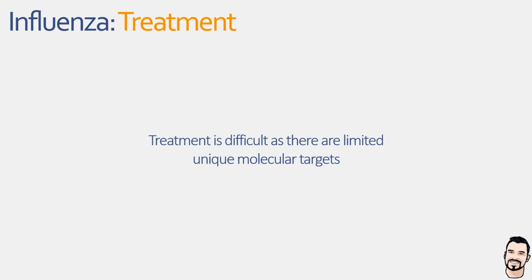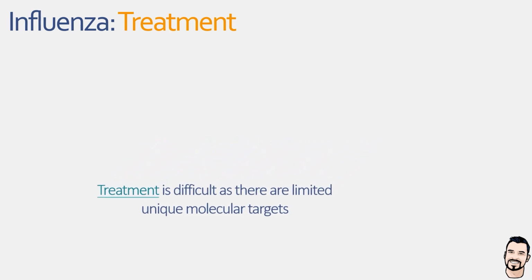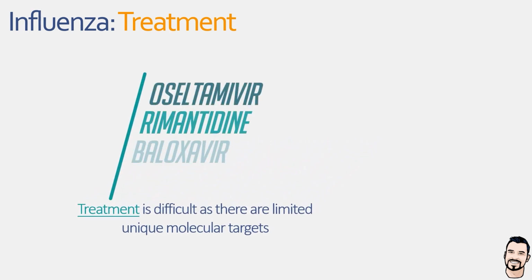Thankfully, we do have some treatment options, starting with oseltamivir, which is a neuraminidase inhibitor and blocks this protein from working, which essentially means the influenza virus isn't able to be released from a host cell, stopping the spread of infection to adjacent cells.